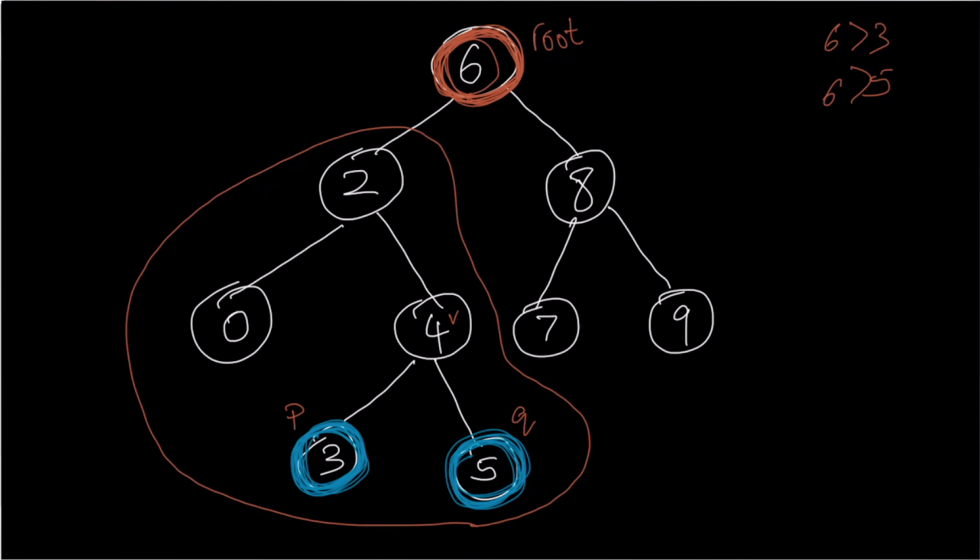So let's move on to the next iteration, where we move our root to the current root's left child, which is 2 in this case. So this becomes our new root. And now this basically pushed us in the left subtree.